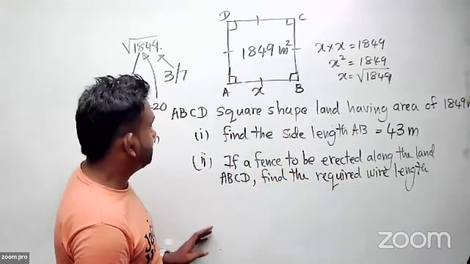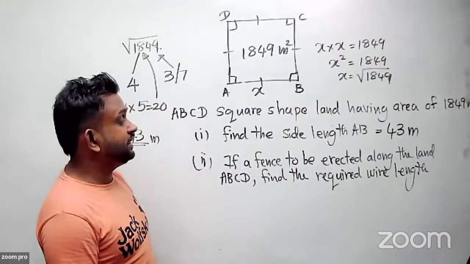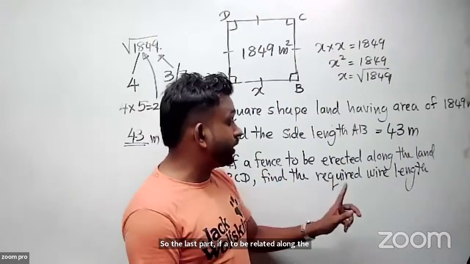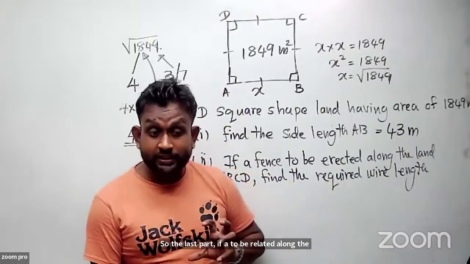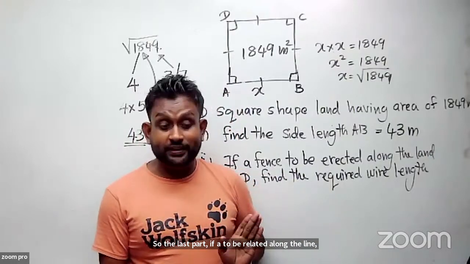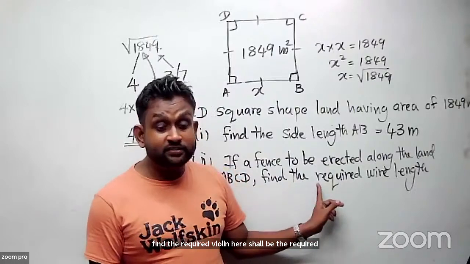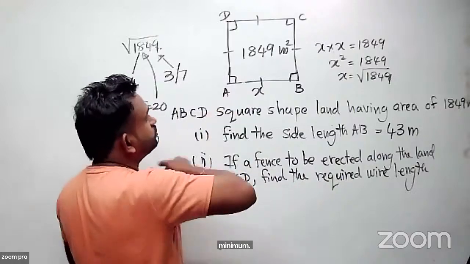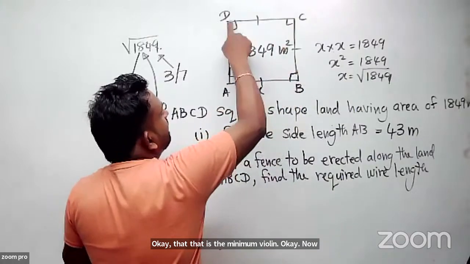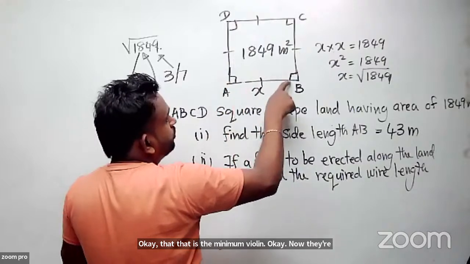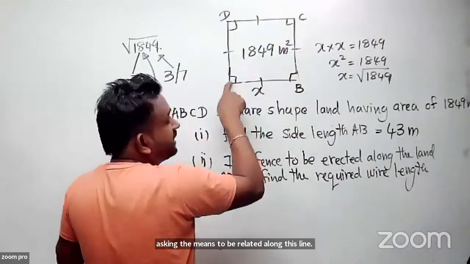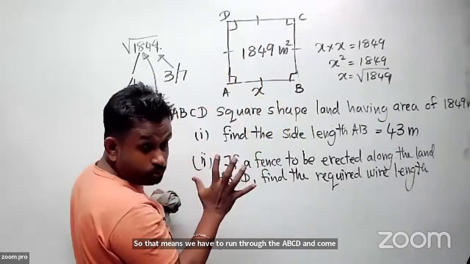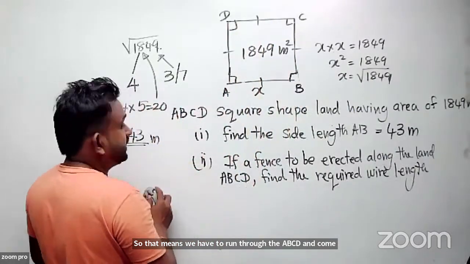Right. So the last part: if a fence is to be erected along the land ABCD, find the required wire length. Here it shall be the required minimum wire length. Now they are asking the fence to be erected along this land. So that means we have to run through A, B, C, D and come back here. That means you have to add up all four side lengths together. Right. So how to get the answer?